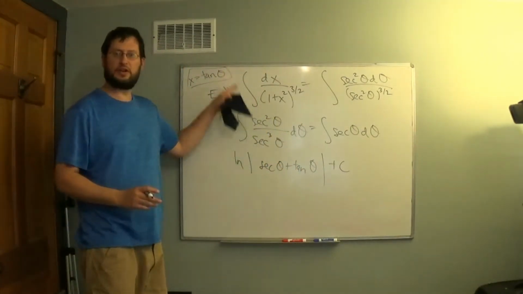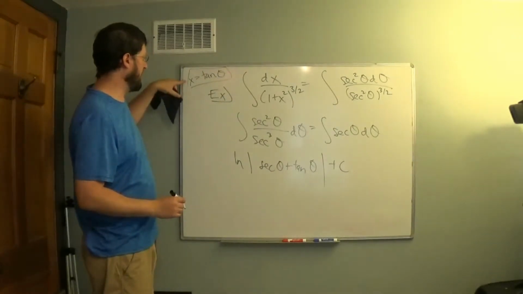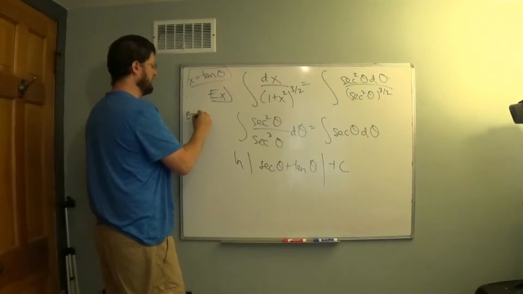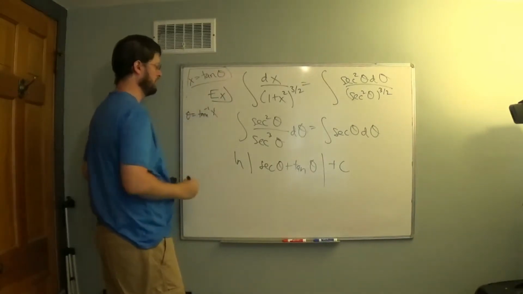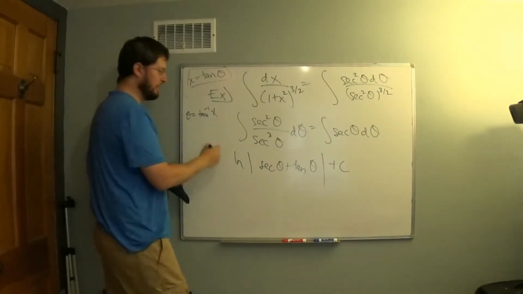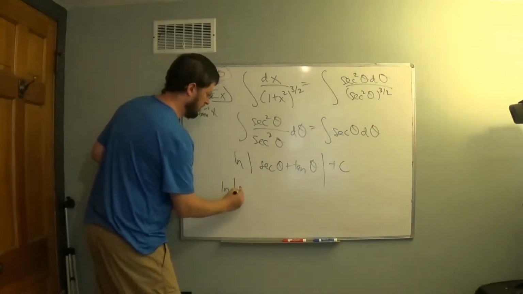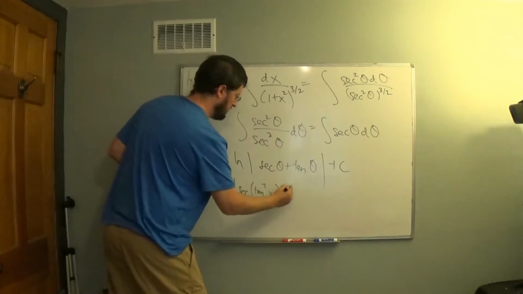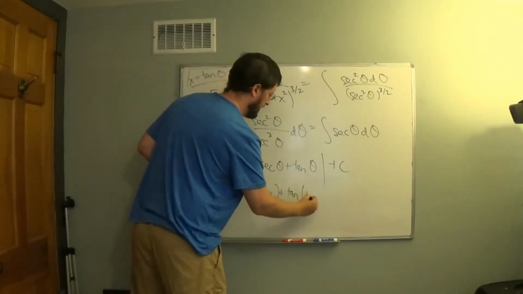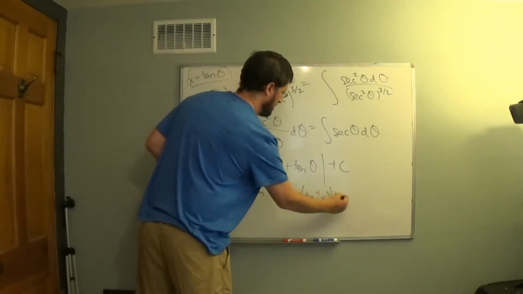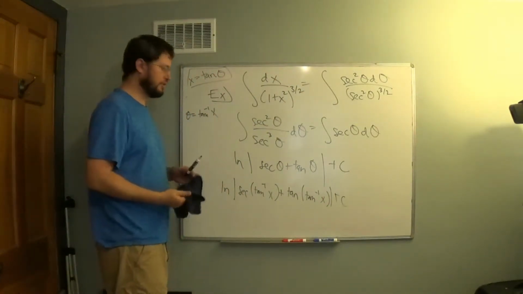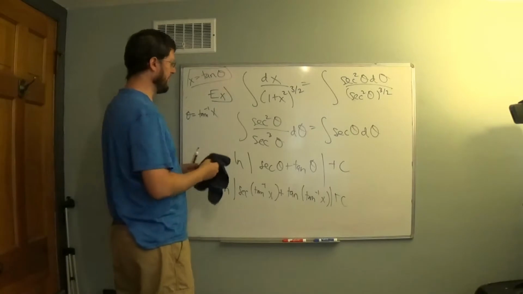Now we do need to convert it back into x. We convert that one back into x using this. If x is tan theta, then theta is equal to tan inverse of x. If theta is tan inverse of x, then this becomes natural log secant of tan inverse of x plus tan of tan inverse of x plus c. And we'll need to use our trig triangles to convert these back.